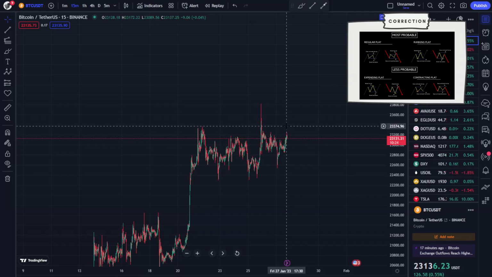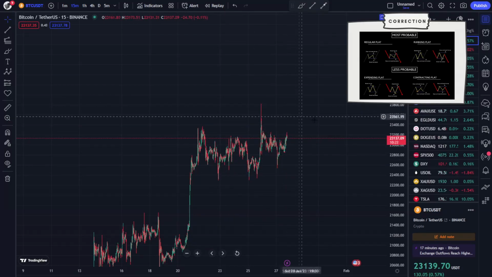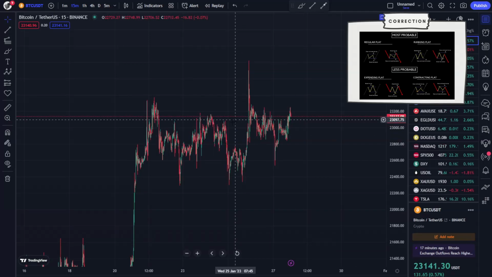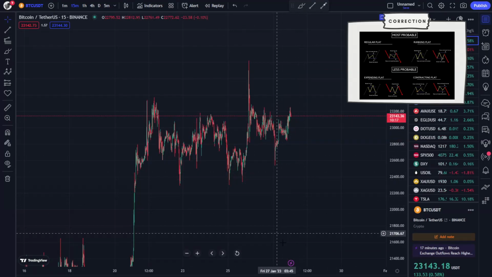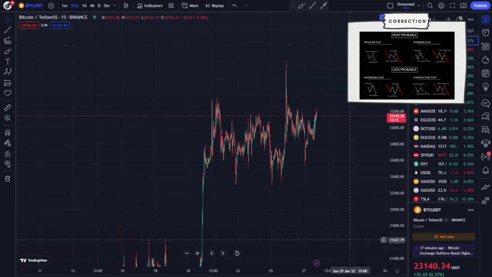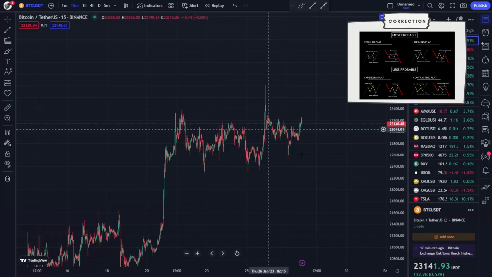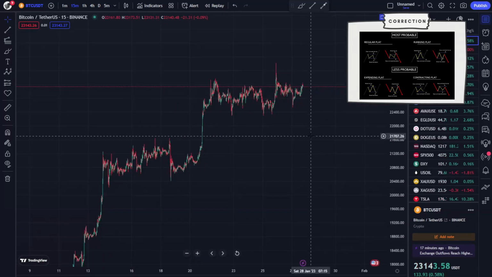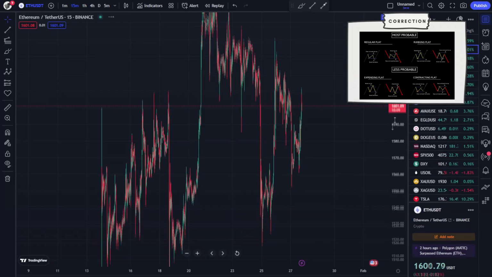I mean, yes, but if there are no clean setups, then I would not be taking them. As you see, this one is not clean enough in my opinion. So you can try it, but I would not, simply because we're high in the structure and this could drop at any moment. So Ethereum, same thing.